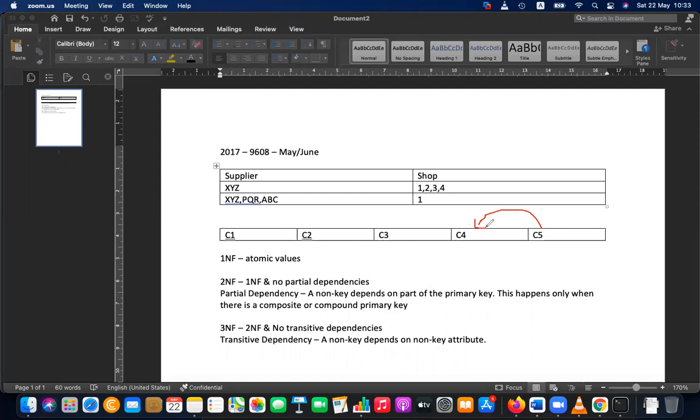Because any attribute should depend on the primary key only. That is the ultimate goal. Any attribute should depend on the primary key, not part of the primary key, not on other non-key attributes. That is how we divide these into two tables, right? Finish writing.